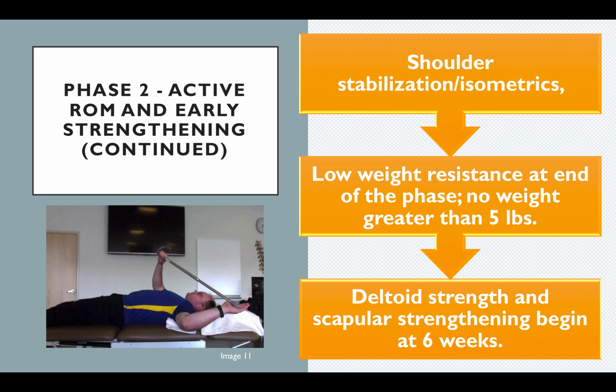Additionally, shoulder stabilization and isometrics should be introduced. Remember that 4 to 6 weeks post-surgery is when we really want to initiate those scapular exercises to introduce stabilization. We're going to use low weight resistance towards the end of this phase, but no weight greater than 5 pounds. Deltoid strengthening and scapular strengthening should begin at 6 weeks or 4 depending on your surgeon preference.